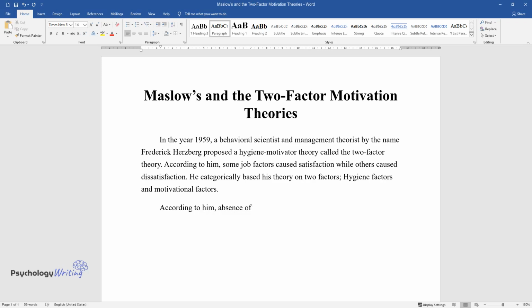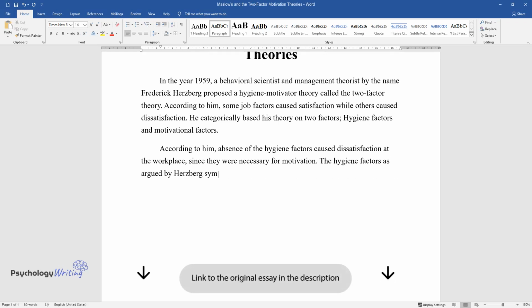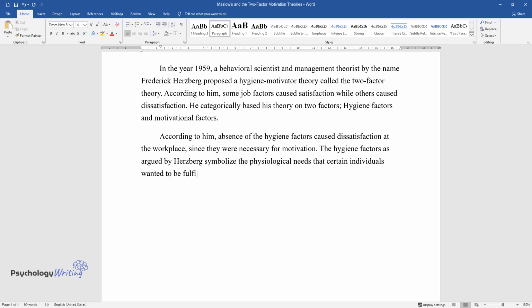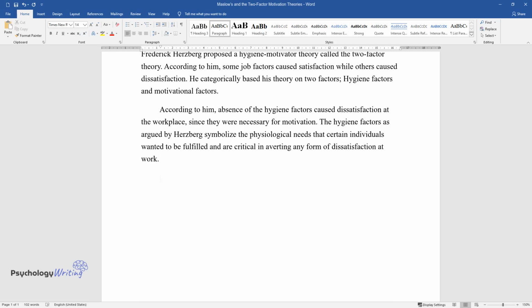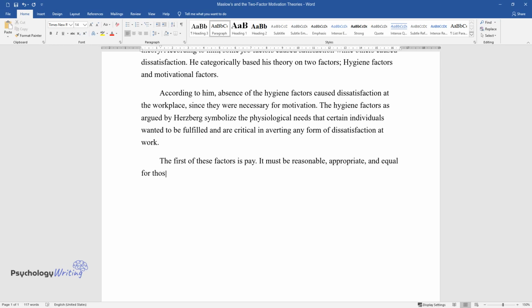According to him, absence of the hygiene factors caused dissatisfaction at the workplace, since they were necessary for motivation. The hygiene factors, as argued by Herzberg, symbolize the physiological needs that certain individuals wanted to be fulfilled and are critical in averting any form of dissatisfaction at work. The first of these factors is pay. It must be reasonable, appropriate, and equal for those in the same industry domain. It should also be competitive for all.